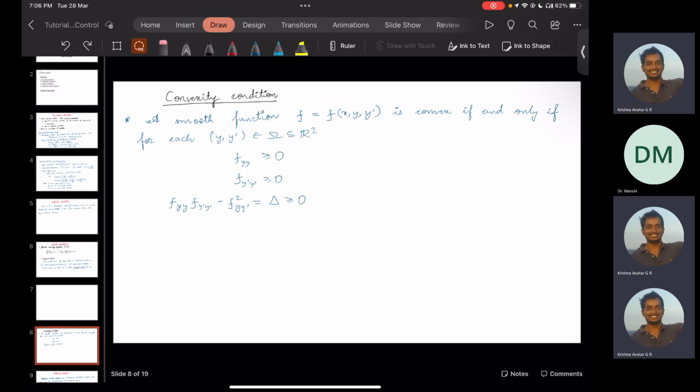Okay, and then to determine the nature of whether it's convex or not, we require to satisfy some conditions which are given here. This is that the double derivative of f with respect to y is greater than or equal to 0. Double derivative of f with respect to y prime is greater than or equal to 0. And f_yy times f_y'y' minus f_yy' squared, equal to delta, is greater than 0.